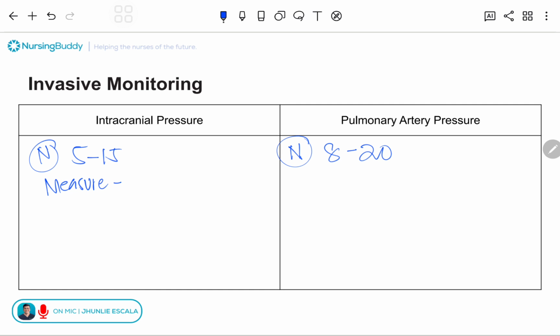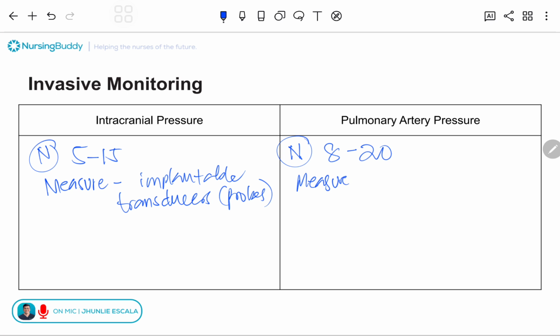We measure this through your implantable. Sulat po natin yan. Implantable transducers or your probes. While your pulmonary artery, kapatid, this is measured through what? Through your Doppler echo. Yan, through a Doppler echo. So, tandaan po natin yan.